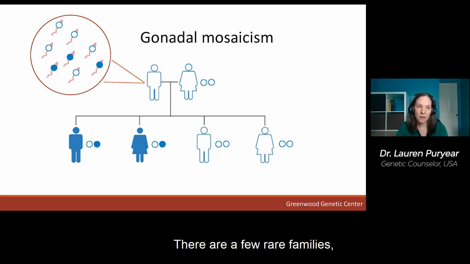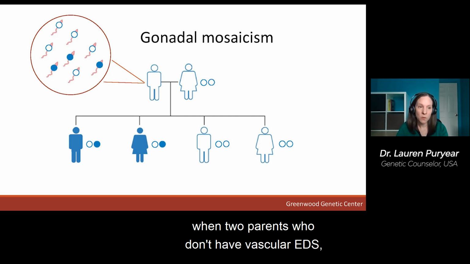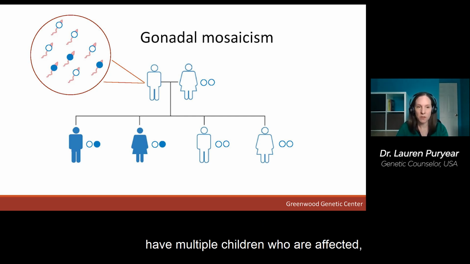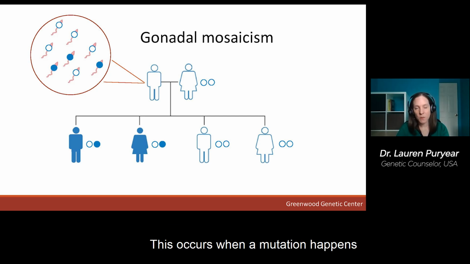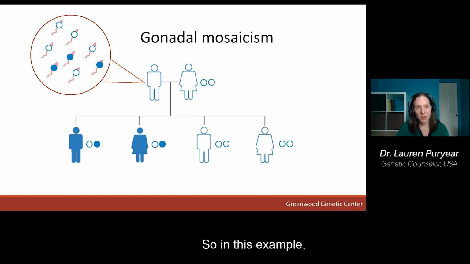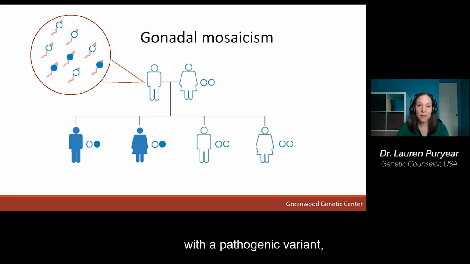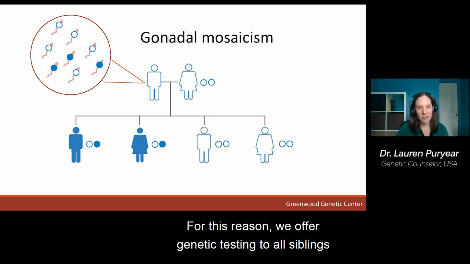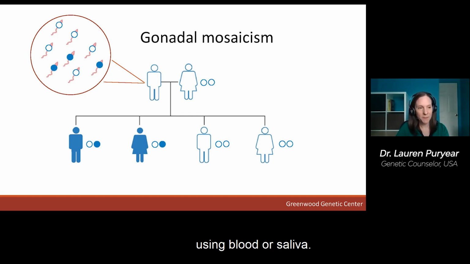There are a few rare families in which gonadal mosaicism has been identified, when 2 parents who don't have vascular EDS have multiple children who are affected and have the same pathogenic variant as each other. This occurs when a mutation happens during embryonic development in one of the parents. So in this example, in probably one sperm progenitor cell in dad. So he produces a small population of sperm cells with a pathogenic variant, even though he doesn't have the condition. For this reason, we offer genetic testing to all siblings of an affected person, even if both parents test negative using blood or saliva.